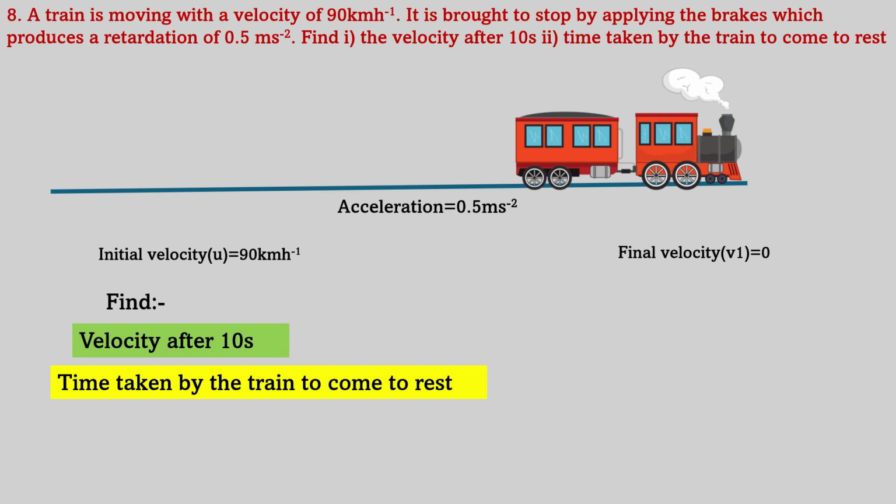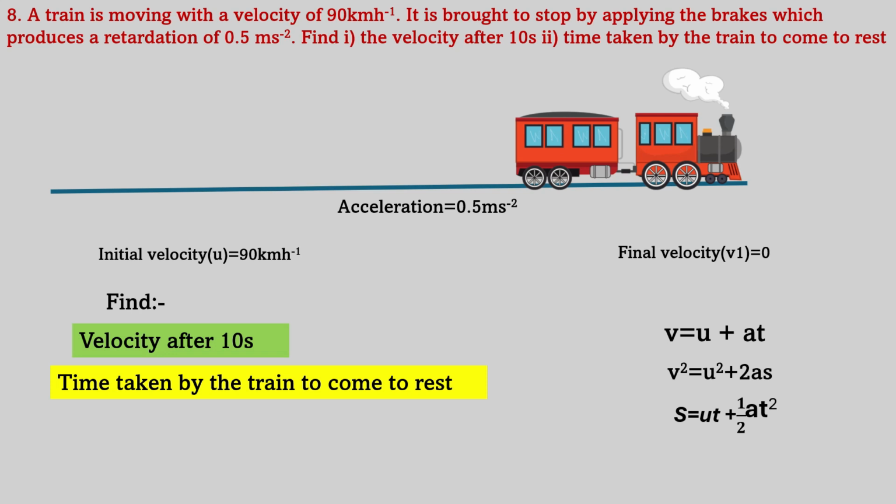So you are asked to find out the velocity after 10 seconds, that is after a lapse of 10 seconds, what is the velocity of the train, final velocity of the train somewhere at the middle of the track. And the second is time taken by the train to come to rest, means when it comes to the final position at rest, what is the time taken by the train.